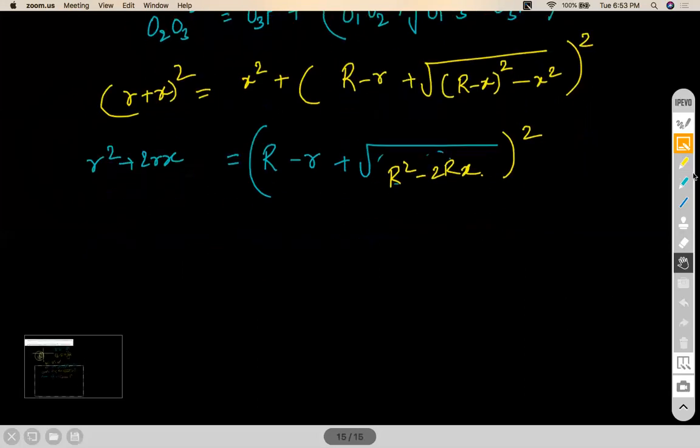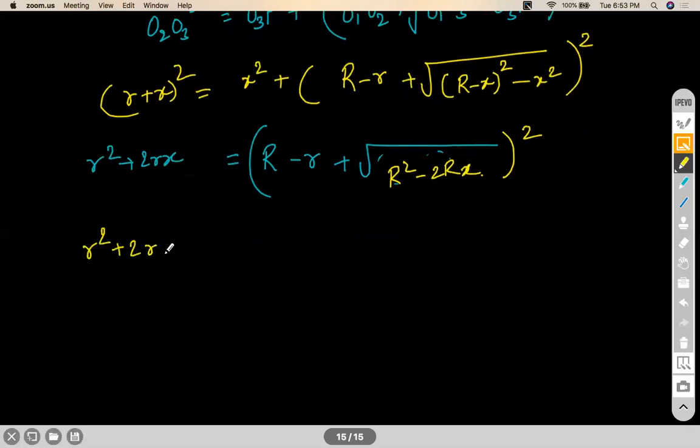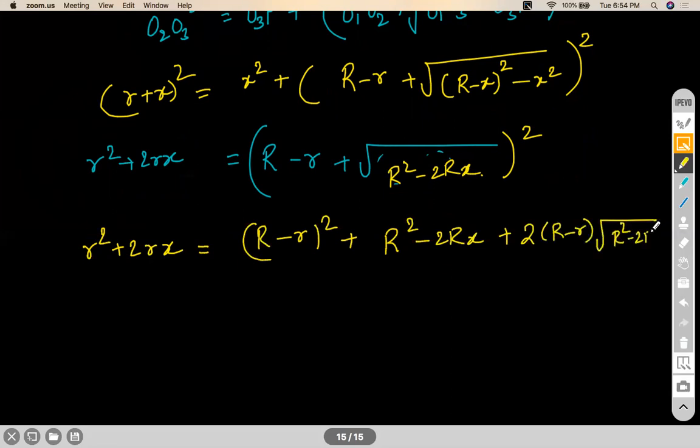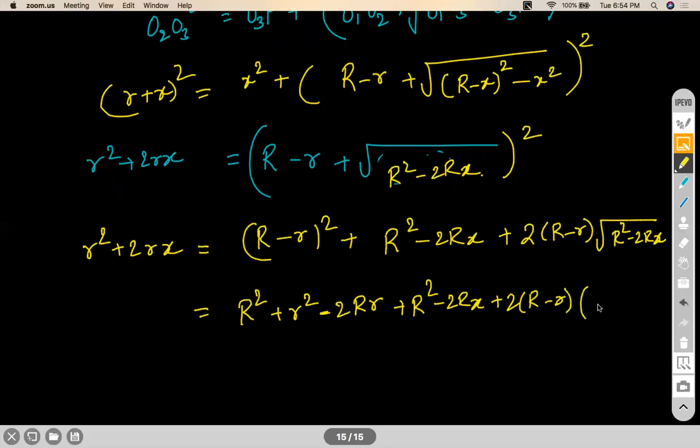Is it fine? Let's square this also. So r square plus 2rx is equal to, square of this will give you R minus r the whole square, R square minus 2Rx. And you'll end up getting 2 times R minus r under root of R square minus 2Rx. So this is going to be R square plus small r square minus 2Rr, and this is going to be r square minus 2rx plus 2 times R minus r under root of R square minus 2Rx. Ooh, this expression seems to be quite a lengthy one.